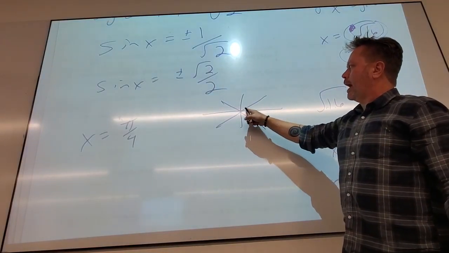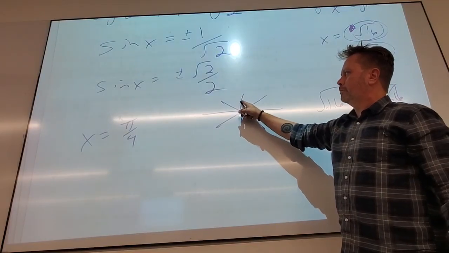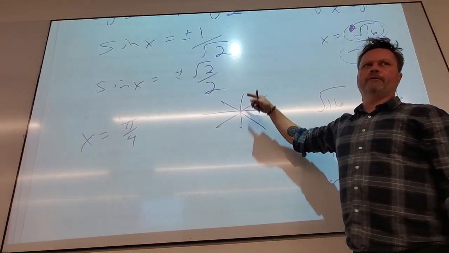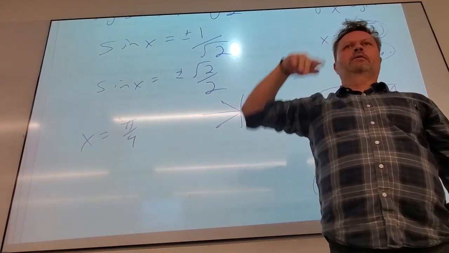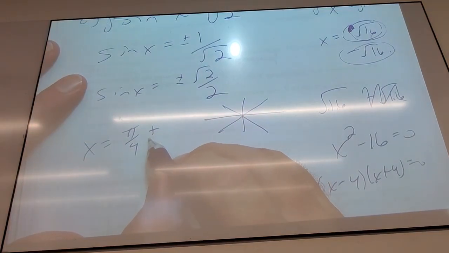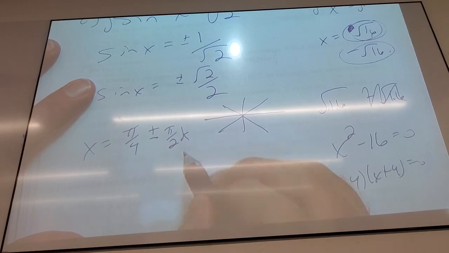Here, I can catch every answer. Starting from here, how far do I go? Pi over 2, pi over 2, pi over 2, pi over 2, or back pi over 2. So I'm going to take pi over 4, and I'm going to go up or down, forward or backward, some multiple of pi over 2.